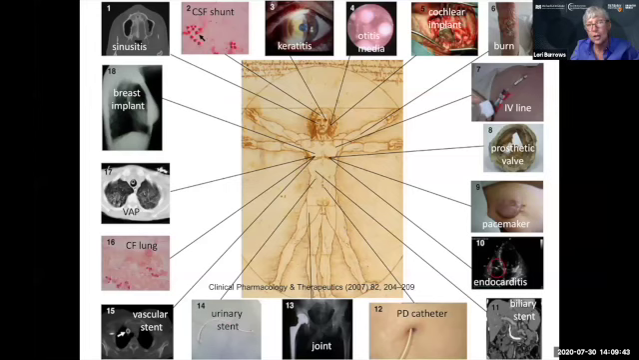So this is an older diagram now from a review on biofilms, but I really like the presentation of it. And you can see here that the large majority of human biofilm-related infections are related to medical devices, and that's why this is relevant to vascular access.